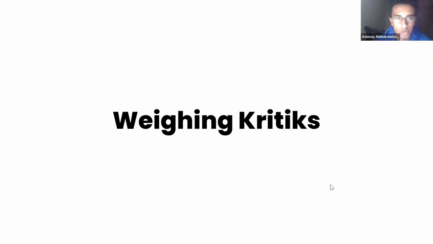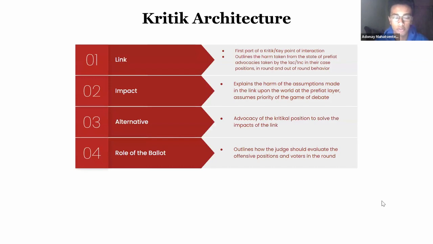Yep. So just a quick overview of what a critique looks like. There are 4 parts. It's the link, whatever actually happened in the round or was read in the round that is causing some sort of harm outside of this debate simulation. The impact is just your literature for your K that explains why that thing is bad. The alternative is what you do to change that.